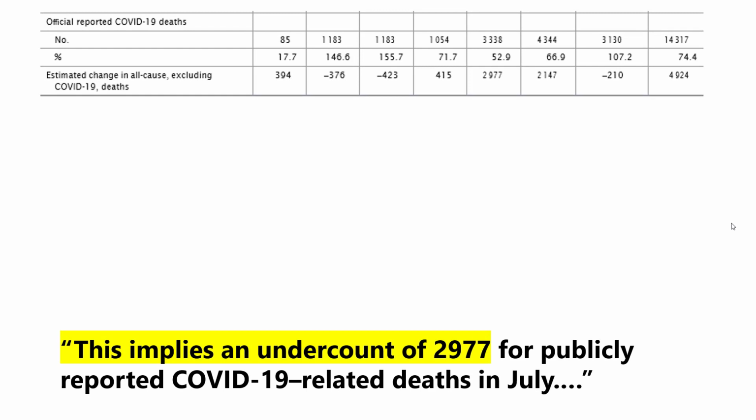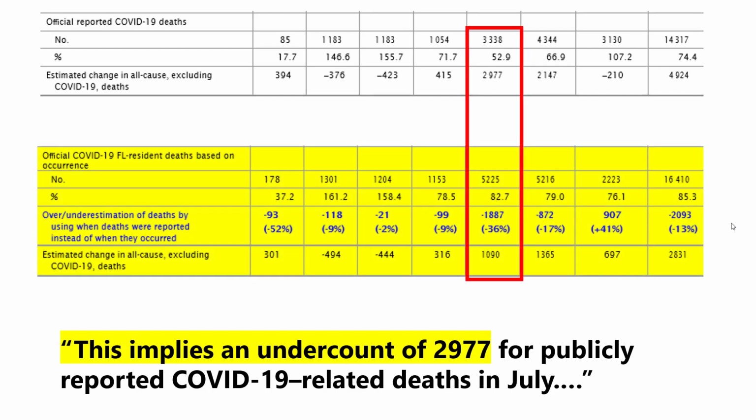And so what difference does this make? What was the impact of relying on deaths based on when they were reported instead of when they occurred? Well, remember the author's table and the statement here about July. They were implying an undercount of 2,977. Well, they reported 3,338 COVID deaths reported by Florida in July. In fact, there were over 5,200 deaths that actually occurred in July that were specific to COVID-19 and reported by Florida. That means the 2,977 suggested as an undercount was actually 1,090, almost a threefold overestimation of what they suggest is an undercount.